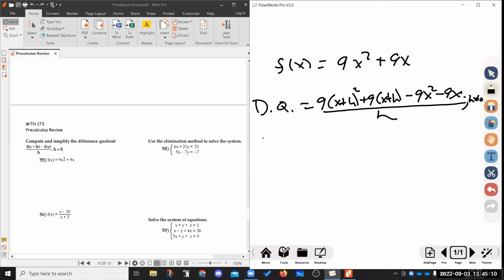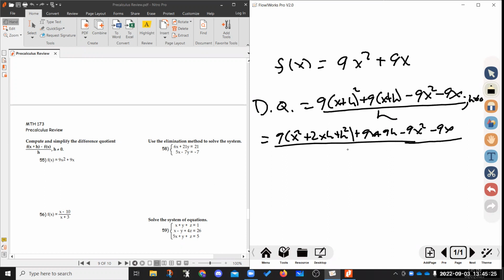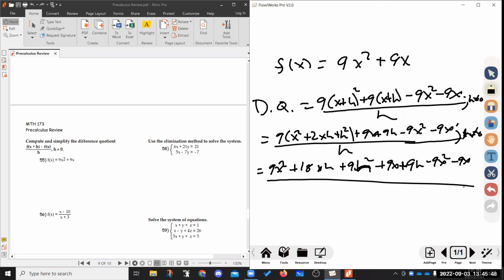h can't be 0. So this is going to be 9 times x squared plus 2xh plus h squared plus 9x plus 9h minus 9x squared minus 9x over h. h can't be 0. This is 9x squared plus 18xh plus 9h squared plus 9x plus 9h minus 9x squared minus 9x over h, and h can't be 0.